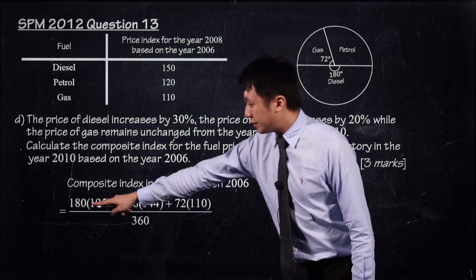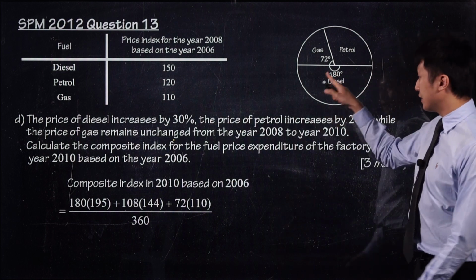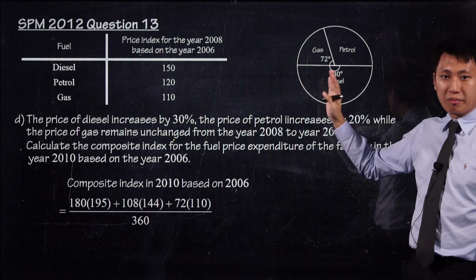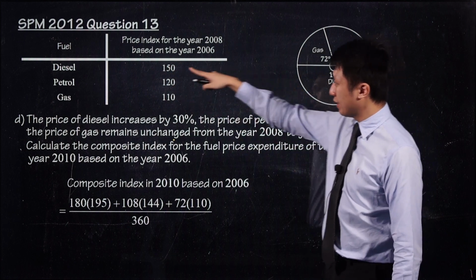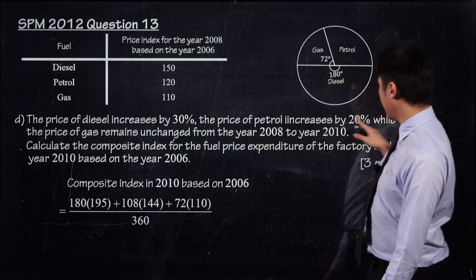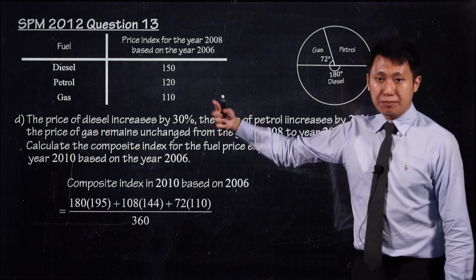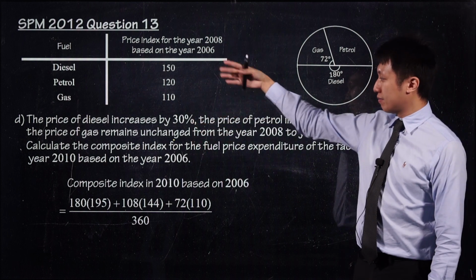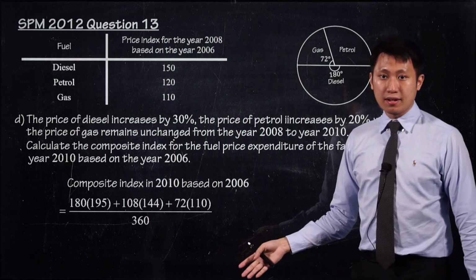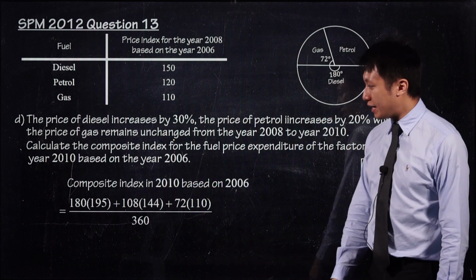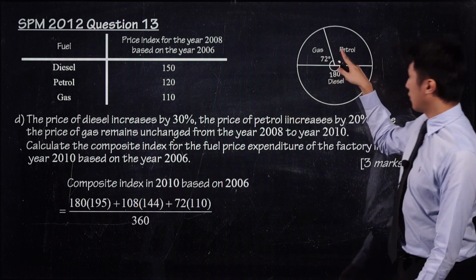Okay, so now this 180 is still the same weightage, right? Weightage will remain the same, but then the price here, 150 increased by 30%. 30% means what? 30% means that amount, so it will be 45. Okay, 45 is 30%. Then 108 is for petrol.